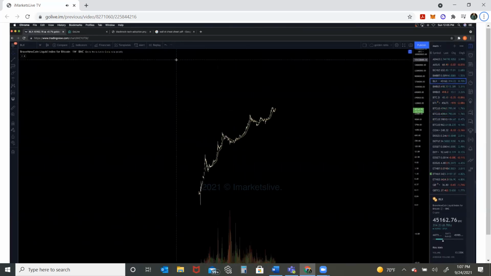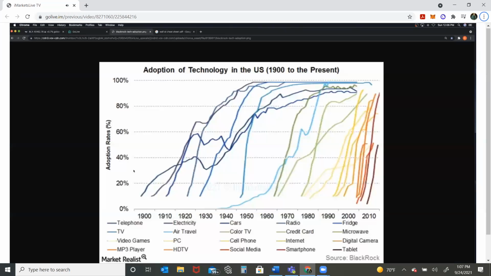Okay, I want to bring up this chart real quick. This is the adoption of technology in the U.S. Every one of these lines is a logarithmic graph of a technology that became adopted. So you can't forget this when you're thinking about, all right, what is this Bitcoin? Is it important? Is it going to go away? Is it stupid? Is it going to be great? Is it going to go to zero? The one thing you want to consider is what Bitcoin is. It's more than just a payment system.